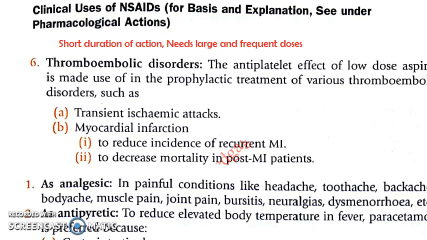So now in this video we will look at the uses of NSAIDs. Okay. Now let us look at the first use. Low dose aspirin is used for thromboembolic disorders, as an antiplatelet or antithrombotic kind of drug. Now here it is used for the treatment of what? The antiplatelet effect is used for the treatment of ischemic attacks, transient ischemic attacks, myocardial infarction.